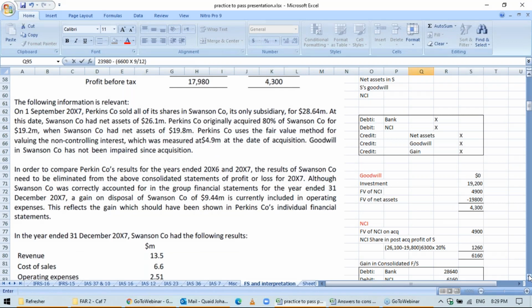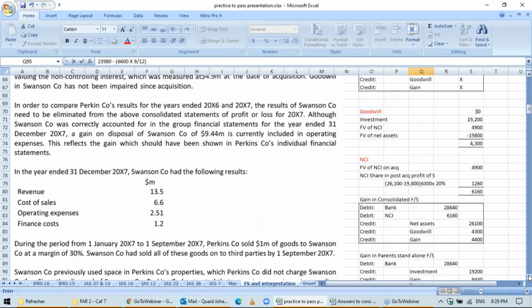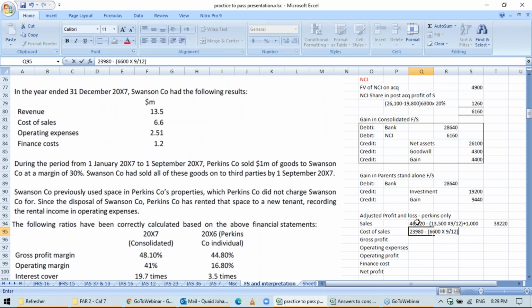Okay, I have taken it as 8 upon 12 only. By mistake, I have written 9 upon 12. The calculation is according to 8 upon 12 only. So it's 8 months sales, which I have removed from there.